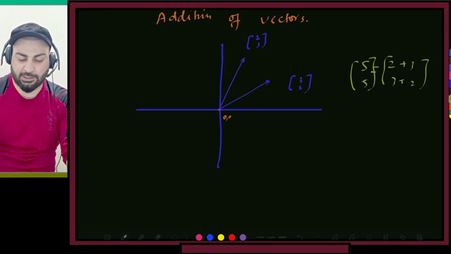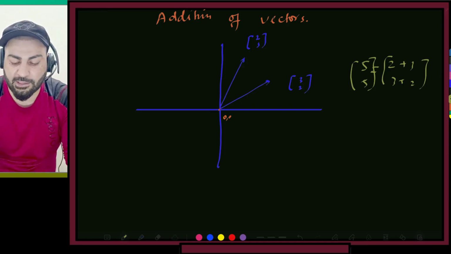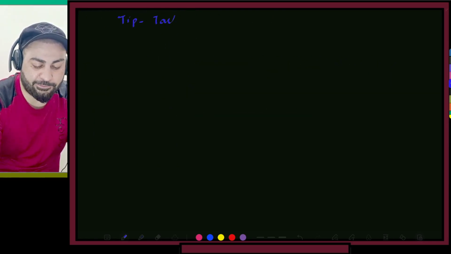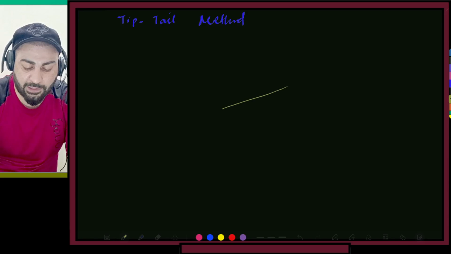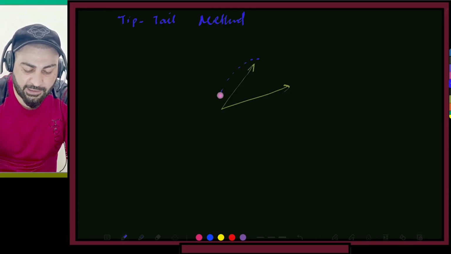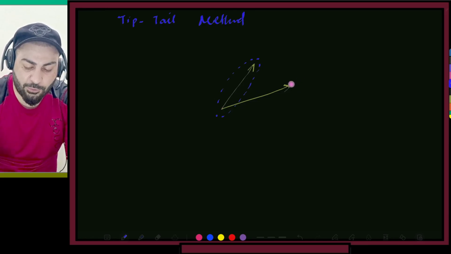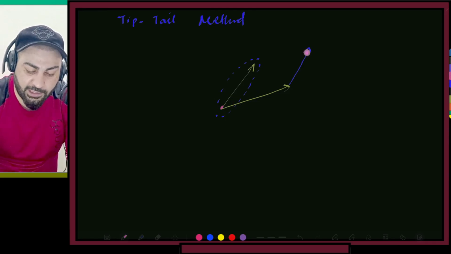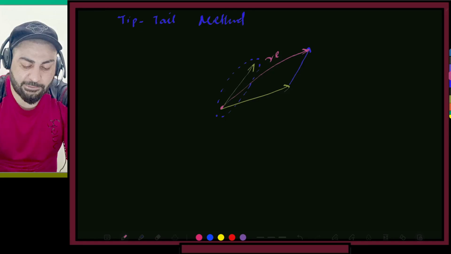Now how do we get this vector after the addition? We have different methods for this. The first method is called the tip to tail method. In this, I have a vector like this, and some other vector like this. I shift the second vector and place its tail on the tip of the first vector, so it will look something like this. Then I draw a vector from here to here. This vector is the resultant.